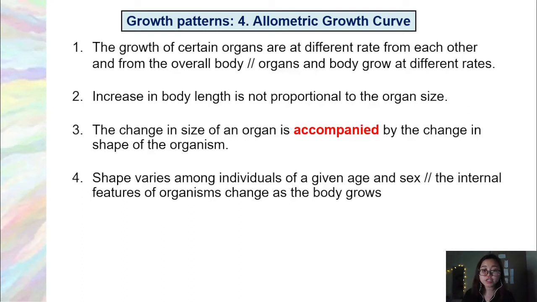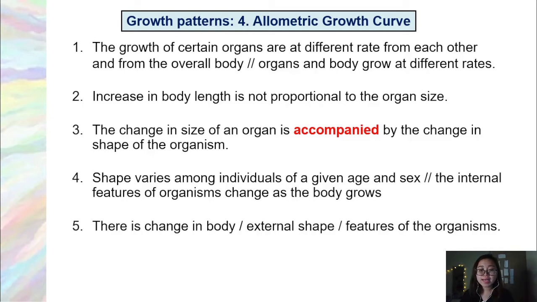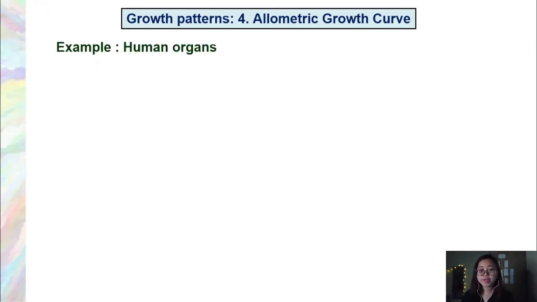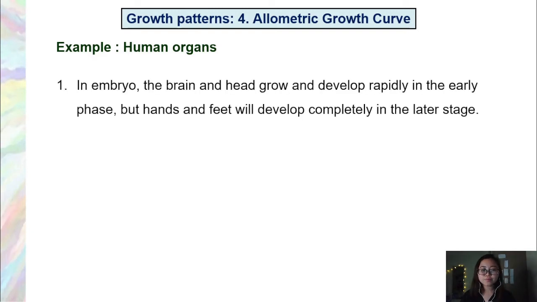The internal features of the organisms will also change as the body grows. There will be change in the body or external shape or features of the organisms. Okay, so the example that we're going to look at in this subtopic is human organs. Kita akan fokus kepada perbezaan kadar tumbesaran organ berbeza dalam manusia. So, let's look at the first point when it comes to human organs.